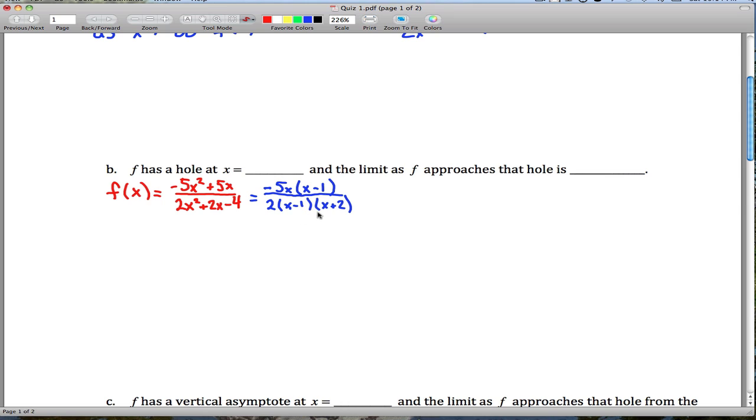And now we have this nice factored form. We can see we have this x minus 1 on the top and the bottom. So if you plug in a 1 for x, we'd end up with 0 over 0. Therefore, f has a hole at x equals 1.